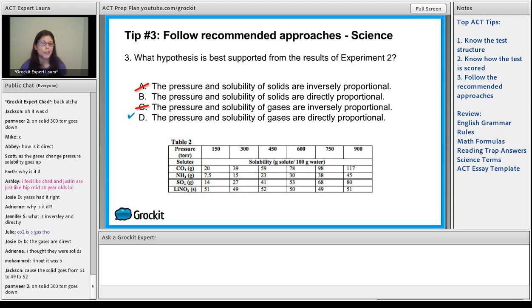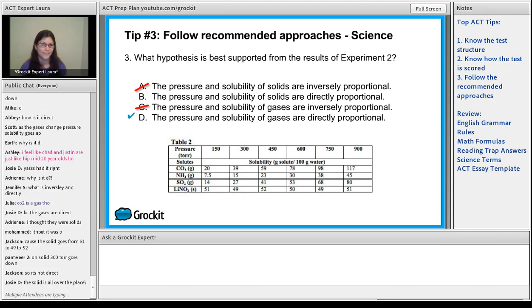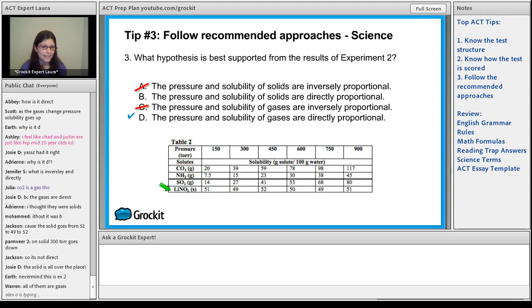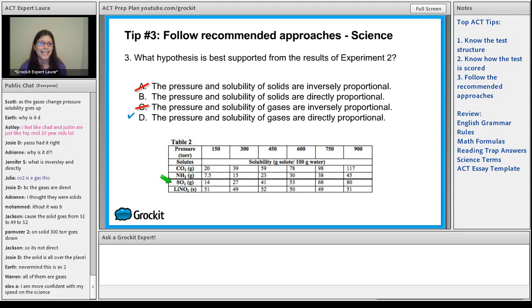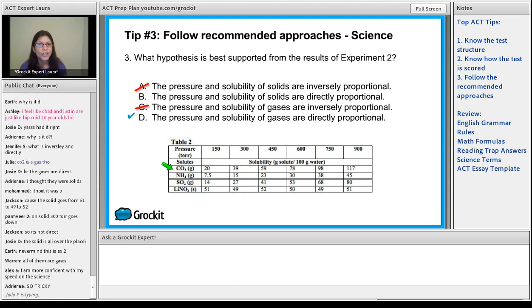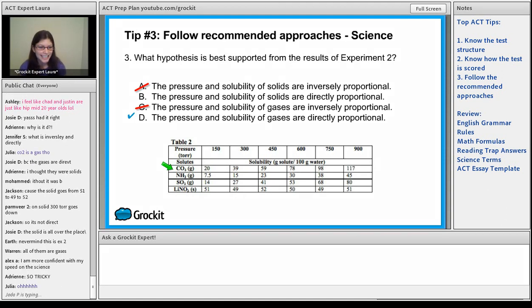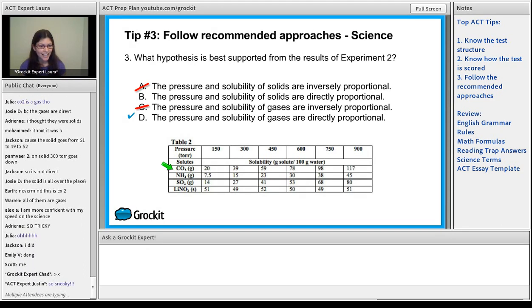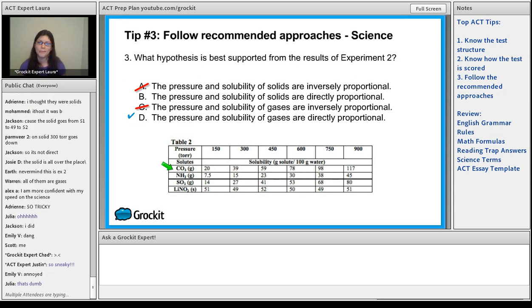Now here's the tricky part. It's in the little itty bitty, take a look. That one says S, CO2 says G. Who would have even looked there? You have to look in the itty teeny bitty part of it. So tricky, right? How is that for a wow moment?